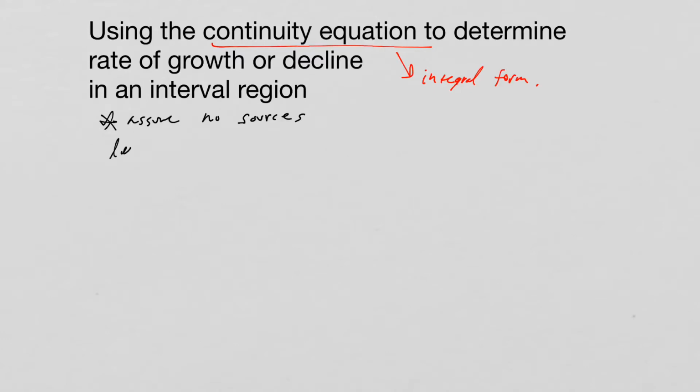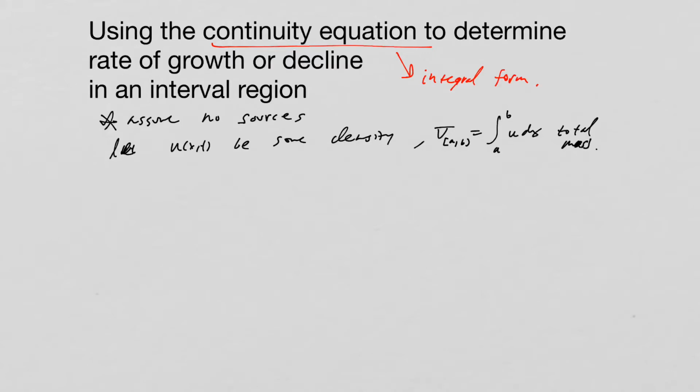So let u of x comma t be some density, okay, and the integral of u in some interval a to b is going to be the total mass in the region, okay?